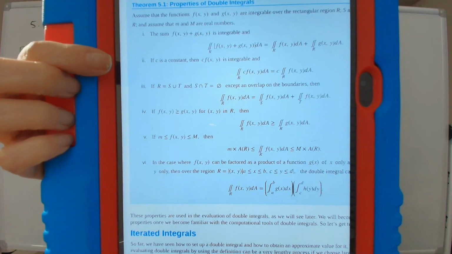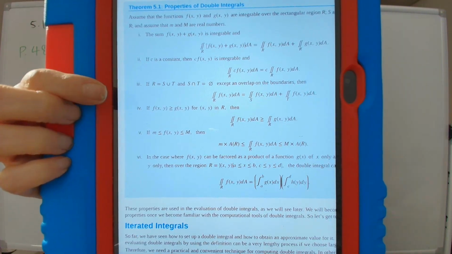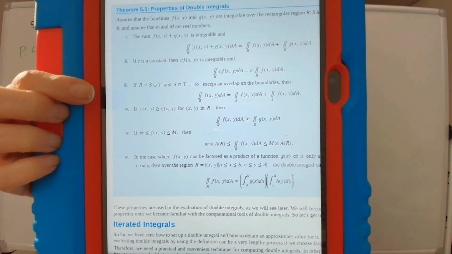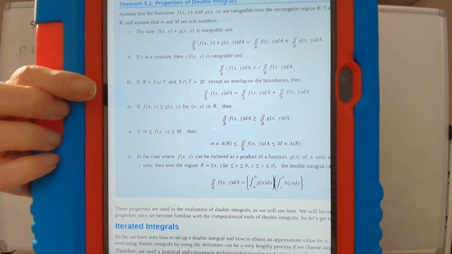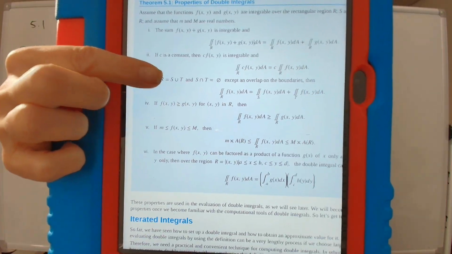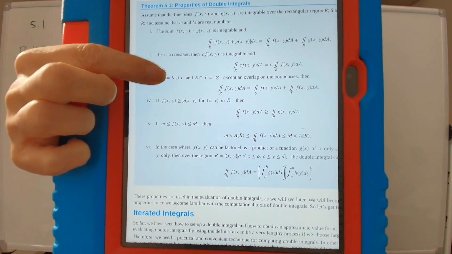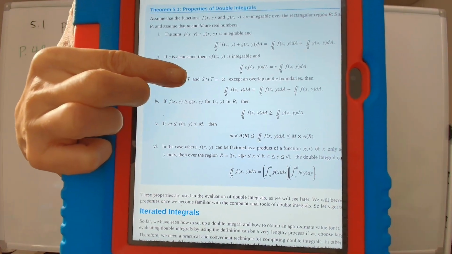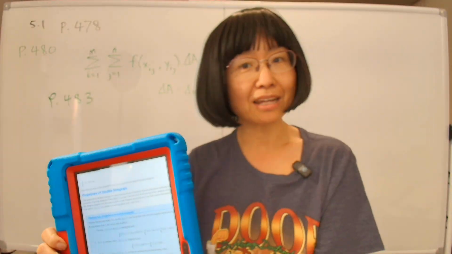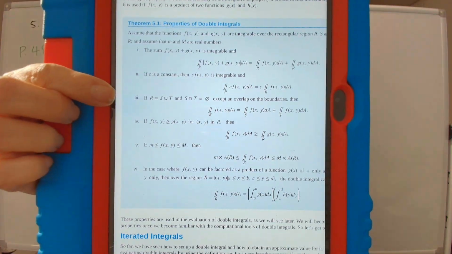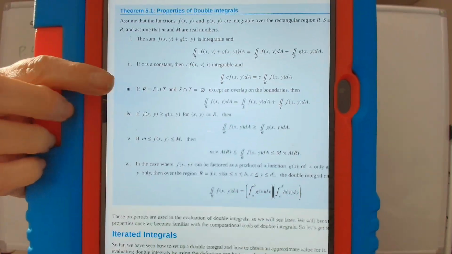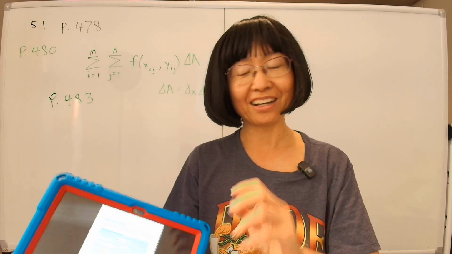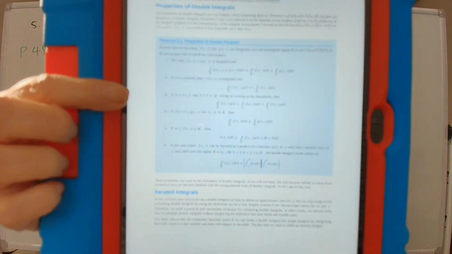Similarly, a constant can just come in and out of the integral. Then, if you're integrating over two areas that have no overlap, that's what the second condition means. If R is a combination of two separate areas, and the intersection of the areas is empty, that's what that circle with a line means. That's the empty set, and empty means there's no intersection. So then you can just integrate the function over each area, obviously, right? And then calculate the volume.